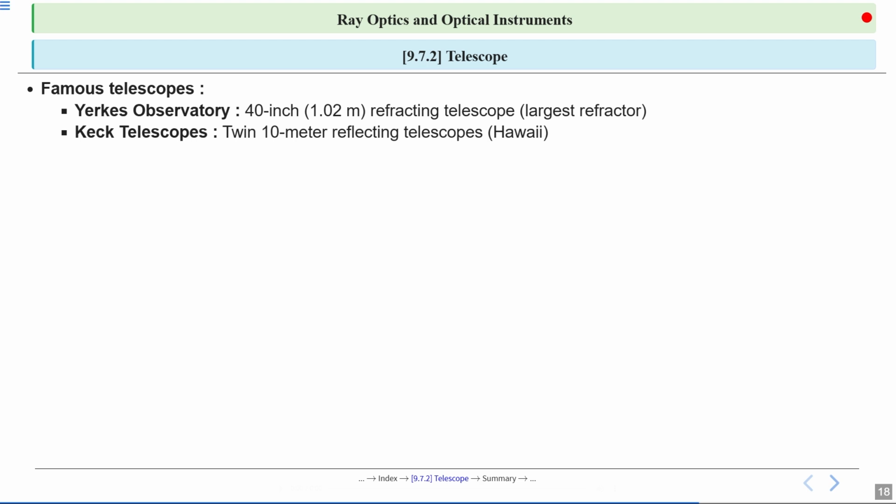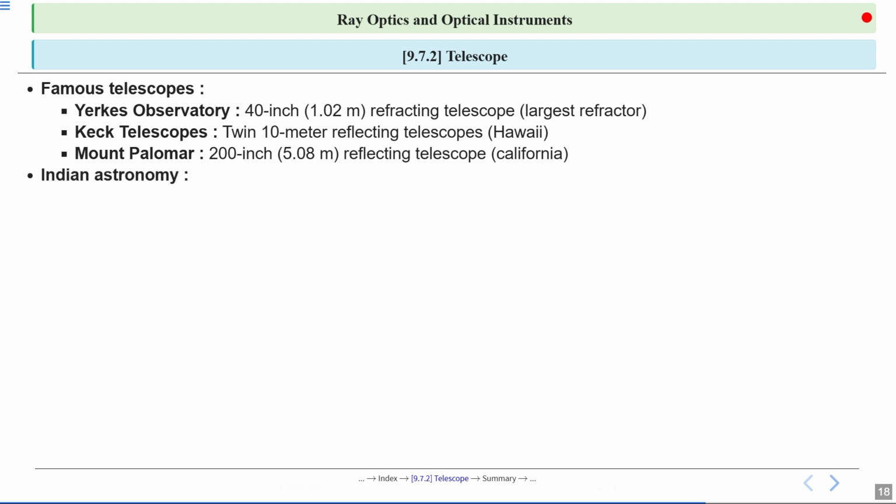Next, we have the Keck telescopes in Hawaii. These are twin 10-meter reflecting telescopes that have significantly advanced our ability to study distant galaxies and stars due to their large size and advanced technologies. The Mount Palomar Observatory in California features a 200-inch reflecting telescope. This telescope was once the largest in the world and has been instrumental in many astronomical discoveries, including the study of galaxies, structure of galaxies.